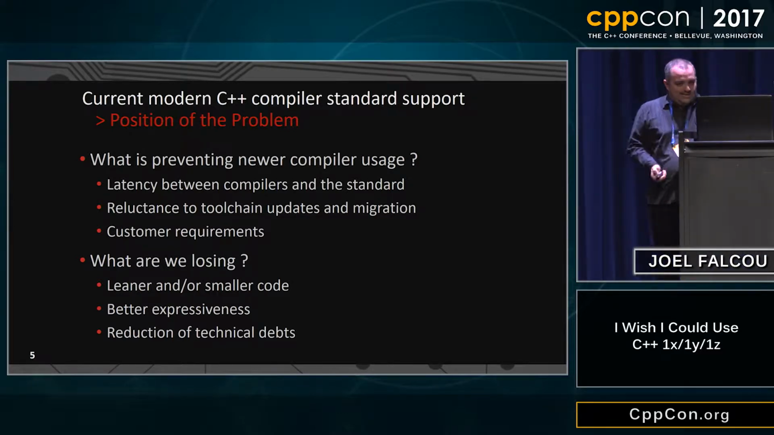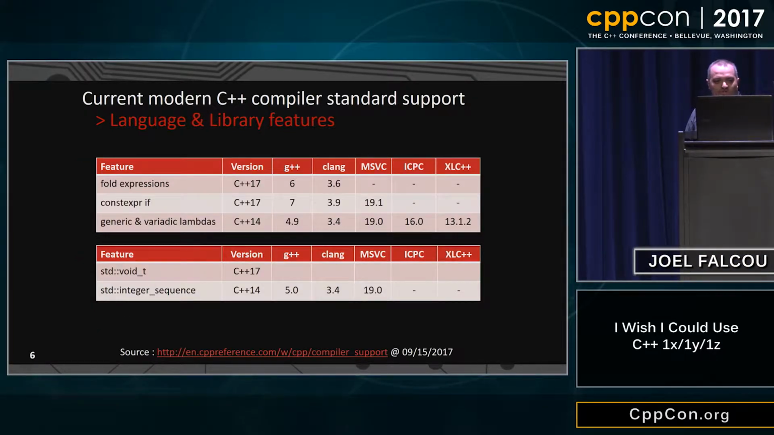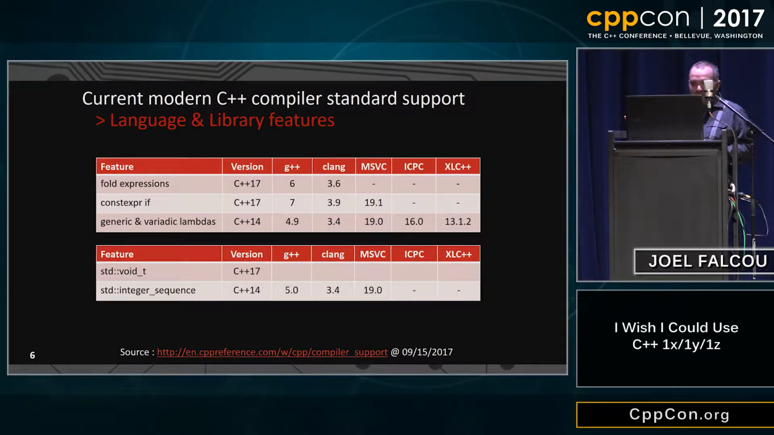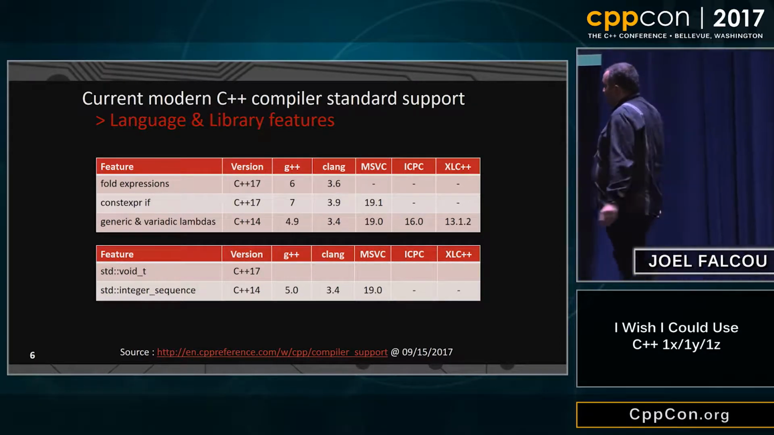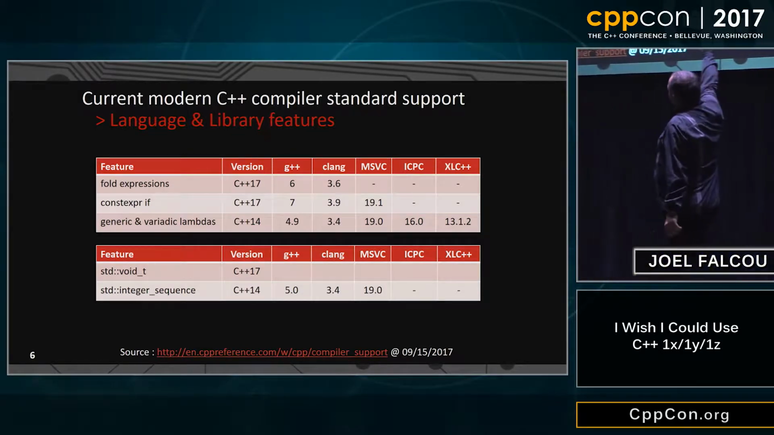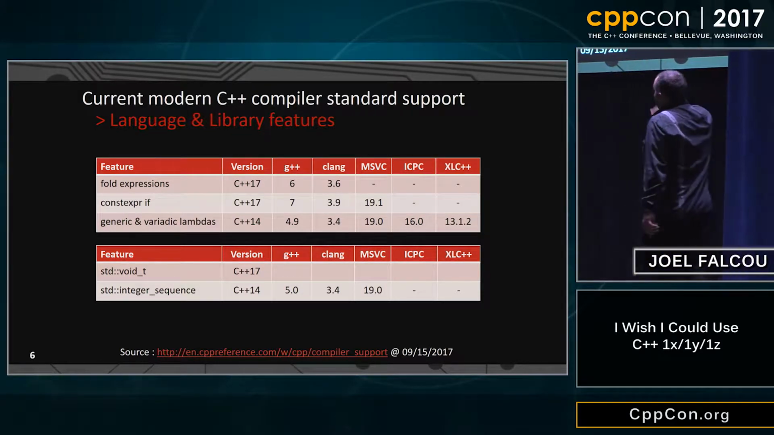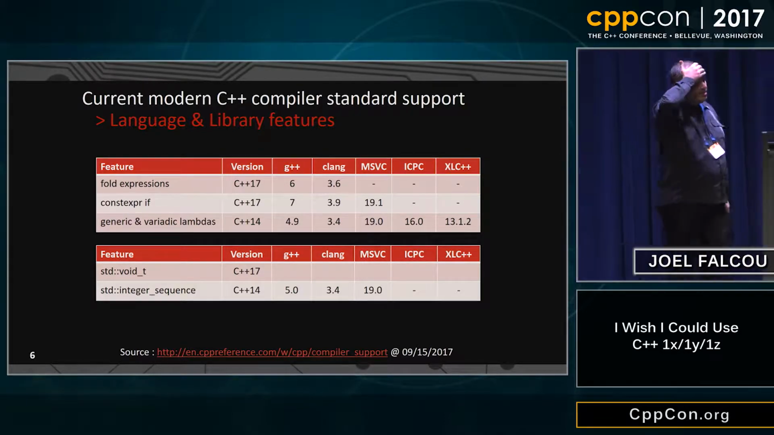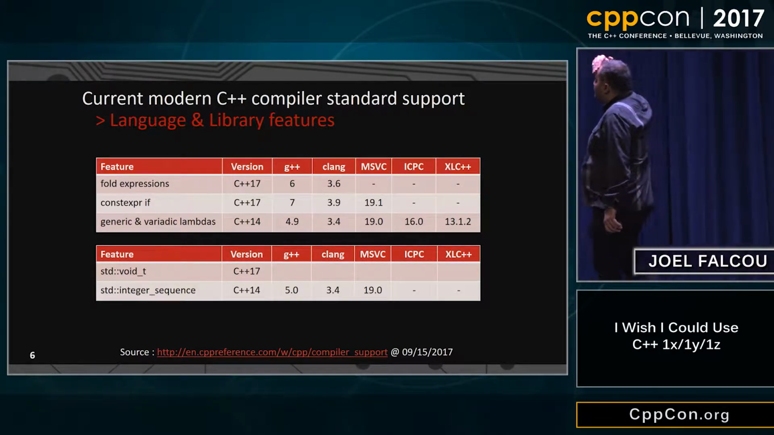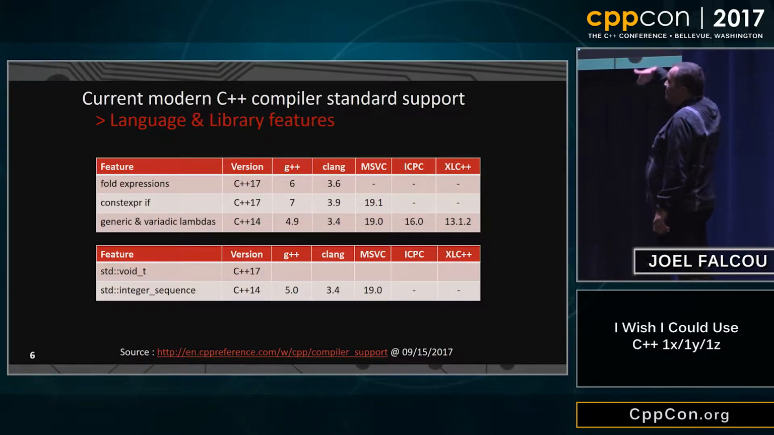And to illustrate that, I picked a bunch of features from the latest C++, which I think are actually interesting, both on the language and on the library side, just to make some kind of comparison between a bunch of compilers. So these are numbers I found on the CppReference.com website. If this is wrong, well, we can blame them and edit the wiki later.